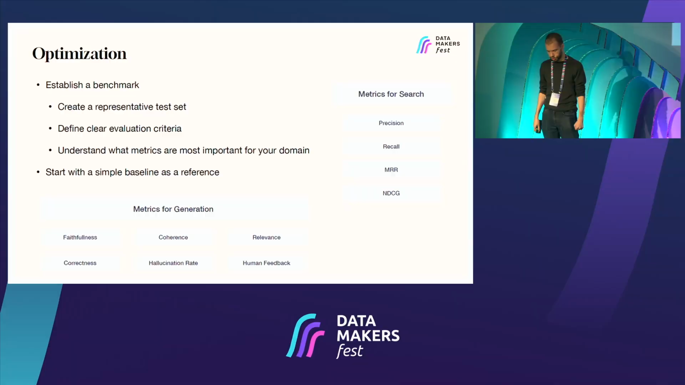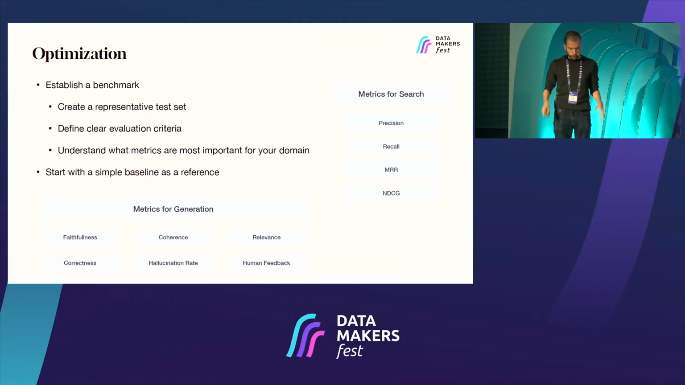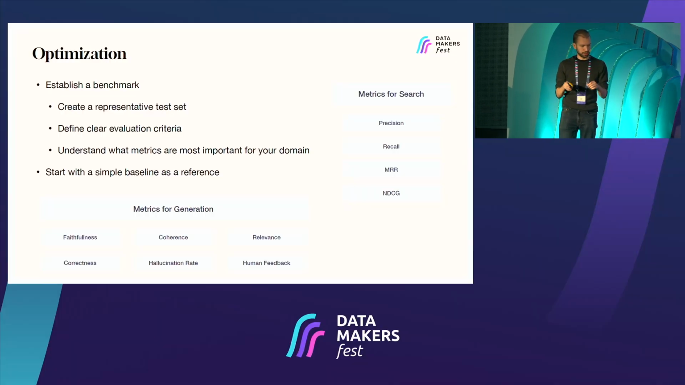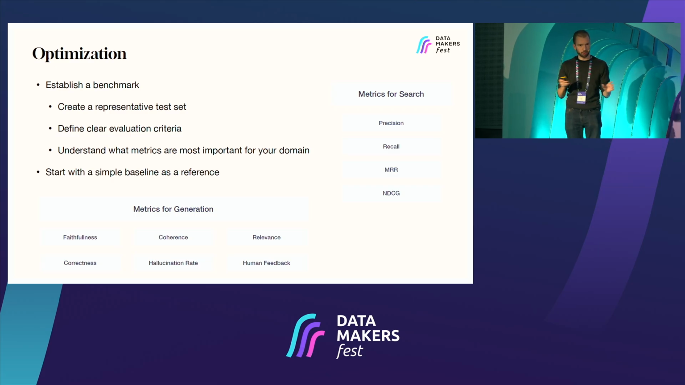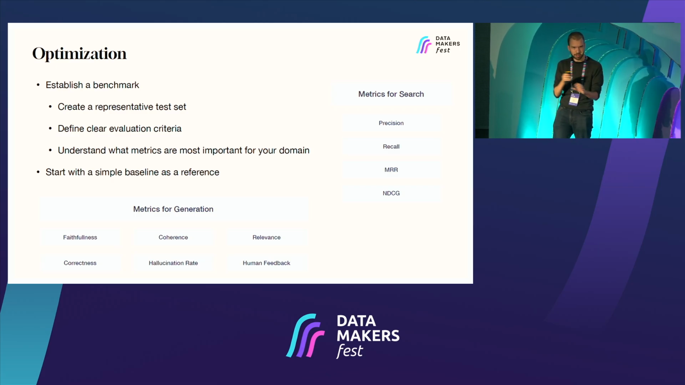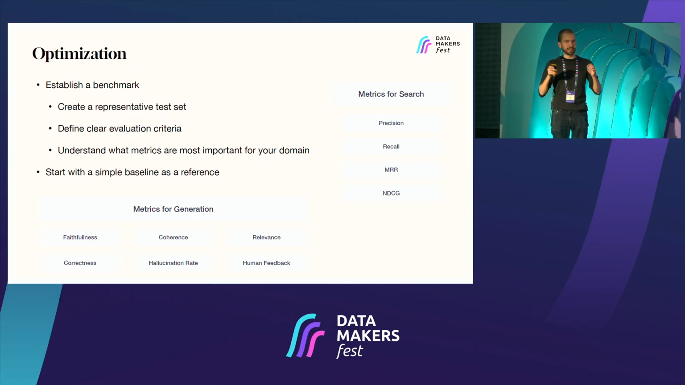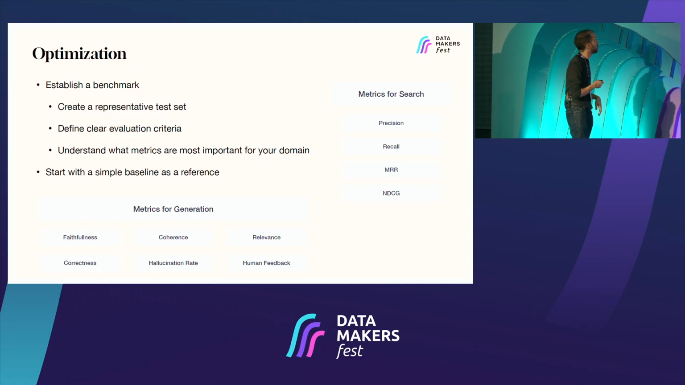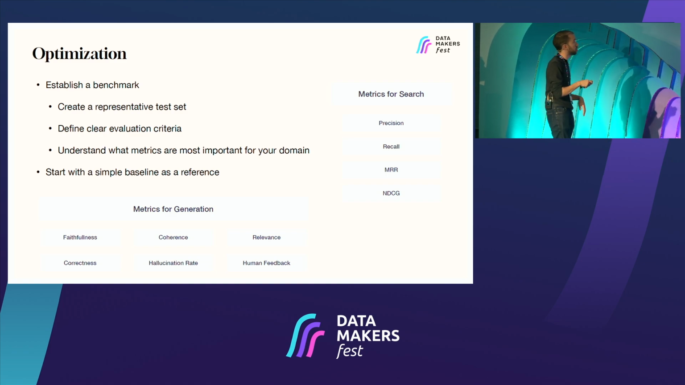So let me talk a little bit about optimization. When you're trying to build a search engine or a RAG system, the first thing you want to do is get a benchmark. This is the most important thing you want to do. Get a benchmark, create a representative test set, define an evaluation criteria. I have some examples here.